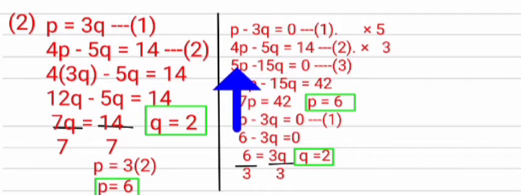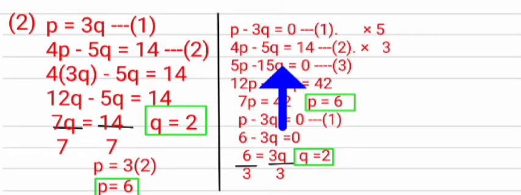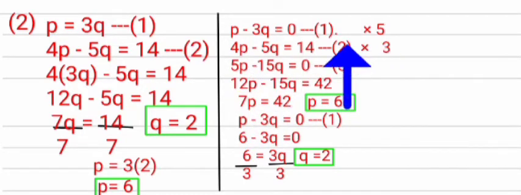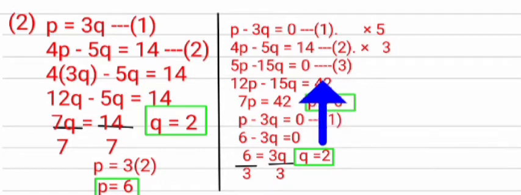So once we do that, we are going to be left with 5p minus 15q is equal to 0, equation 3. Remember, we are multiplying by 5. And when we multiply the whole of equation 2 by 3, we are going to have 12p minus 15q is equal to 42, equation 4. I should have written this, but let's leave it that way.